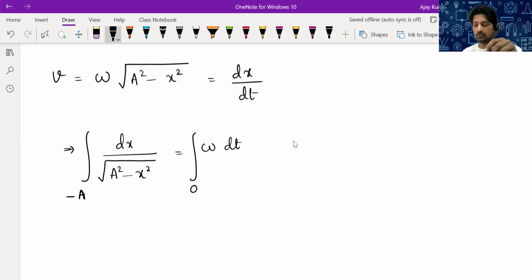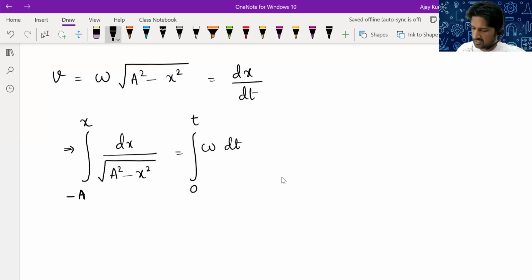Or you can think of it this way also. It was pulled to the negative extreme and released at t equal to 0. So at t equal to 0, the position was x is equal to minus a. And at some random time later t, let's say the position is x.